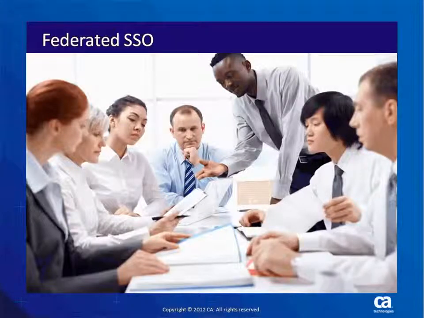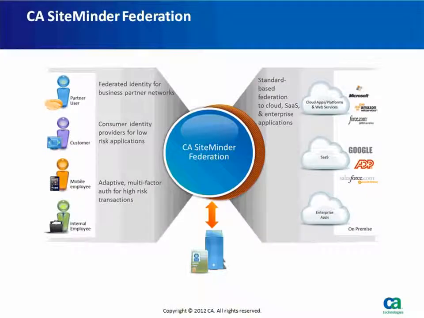CA SiteMinder Federation enables web and mobile single sign-on across multiple enterprises and cloud. CA SiteMinder Federation can do SSO in a wide variety of architectures: agent-based, proxy-based, SAML-based, agentless, and web services. This demo will provide an overview of CA SiteMinder Federation, showing how easy it is to set up an entity and configure a single sign-on secure connection to a service provider.